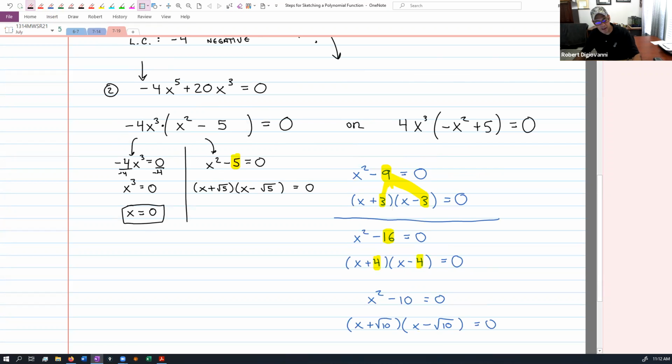With that, I can now take each of these and set them equal to 0. So I can set x plus root 5 equal to 0, x minus root 5 equal to 0. Then if I subtract the root 5, I get negative root 5 here, and over here I get positive root 5. I'll just get on my calculator and figure out what that is. So I'm going to take the square root of 5 now. I get about 2.2. So x is about negative 2.2, and x is positive 2.2.